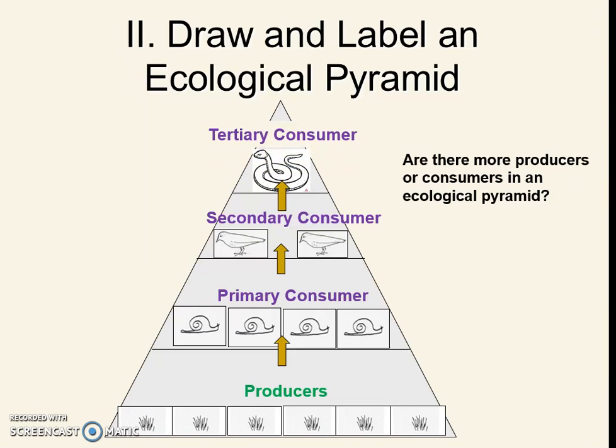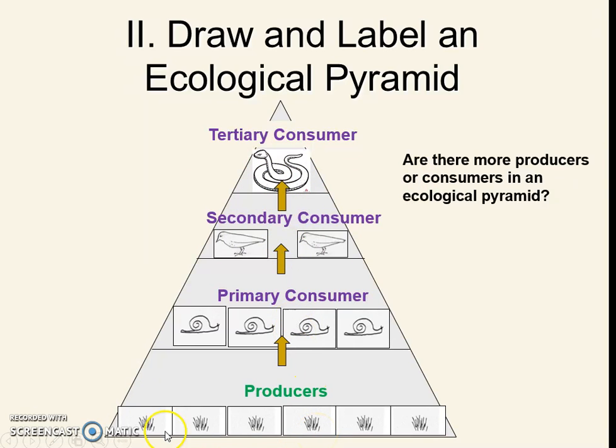So as we look at this image, especially based on the shape of a triangle or a pyramid, we wonder where are the majority of the organisms? Are there more grass or plant organisms, producers? Or are there more of the primary consumers? Are there more of the secondary consumers? Or are there more of the tertiary? Which of these separate trophic levels are there most?